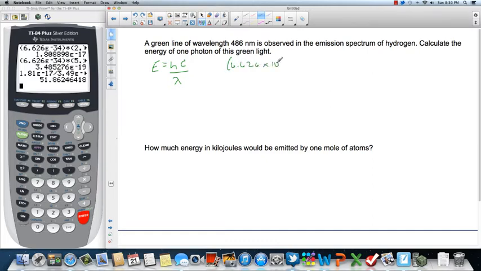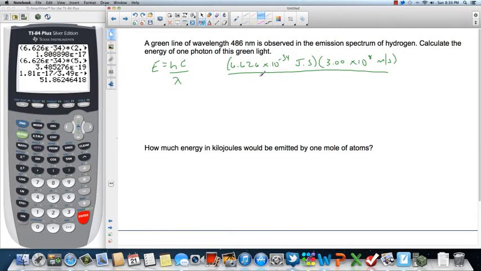6.626 times 10 to the negative 34th joule seconds. We know the speed of light is 3.00 times 10 to the 8th meters per second. And we know the wavelength in this case is 486 nanometers. Now keep in mind, we've got meters here, so we need to put that in terms of meters.